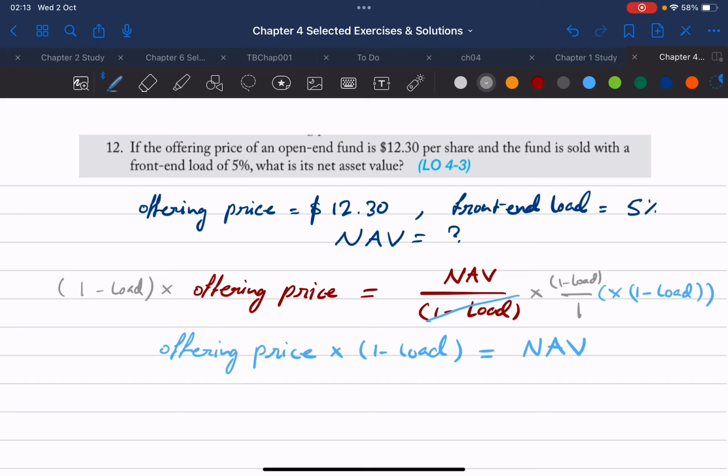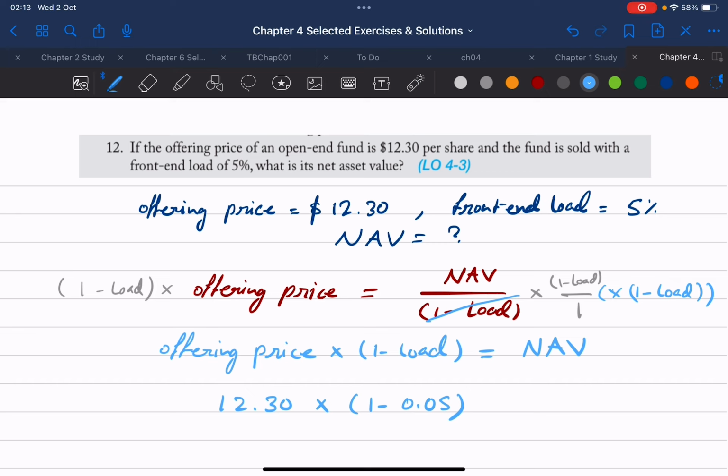So now I will substitute. Now I have the value that I'm looking to calculate on one side alone, and I have the remaining terms on the other hand side, which I actually have as given in the question itself, right? So now I can just solve. The offering price was $12.30 multiplied by 1 minus 0.05, which is the 5% front-end load.